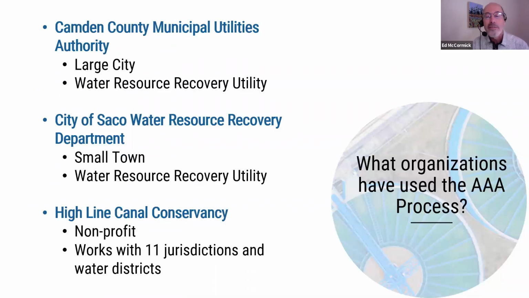So 3 of the organizations that have already used the AAA process: Camden County is mentioned. So here we're talking about a large city that's a water resource recovery utility. On the other end of the spectrum is the city of Saco Water Resource Recovery Department. This is a small town in Saco, Maine, also a water resource recovery utility. Some of you may know Howard Carter, who runs that utility. And then with us today, Kathy McCaig, who is representing the Highline Canal Conservancy. And this is not a utility, but a nonprofit organization that is working with 11 different jurisdictions and water districts to help them reach decisions about how to move a stormwater program forward in the Denver area. Next slide.